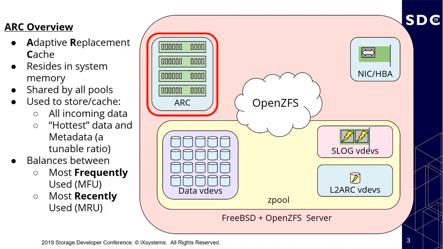Okay, so let's start with a brief overview of ARC and L2ARC. ARC stands for Adaptive Replacement Cache. It resides in main memory, so it's global. On the server, the filer, it's shared by all the storage pools. Basically, all the incoming or written data goes through the ARC in one way or another. And the really cool thing about ARC is it balances between most frequently used, MFU, and most recently used, MRU. That does some protection against things like cache scanning, where if you have a backup workload, you still have your most frequently used lists in your ARC that aren't getting really perturbed by the backup workload. So ARC is really neat.